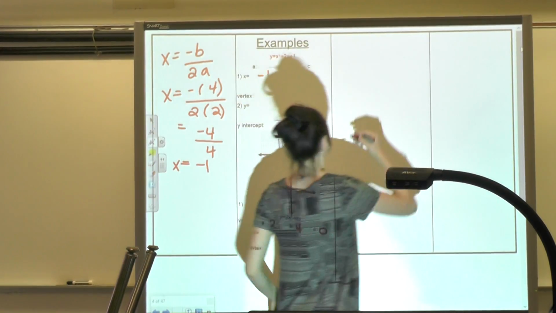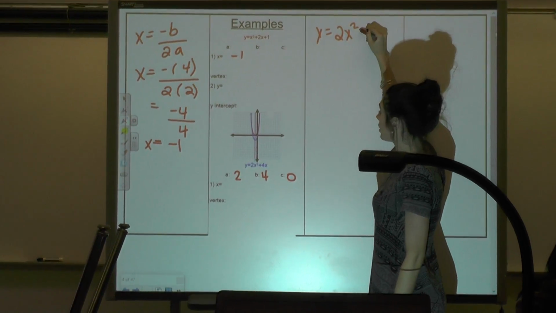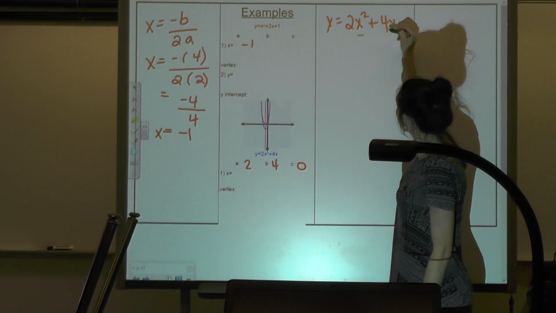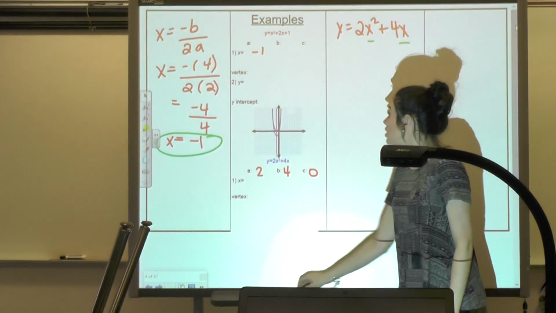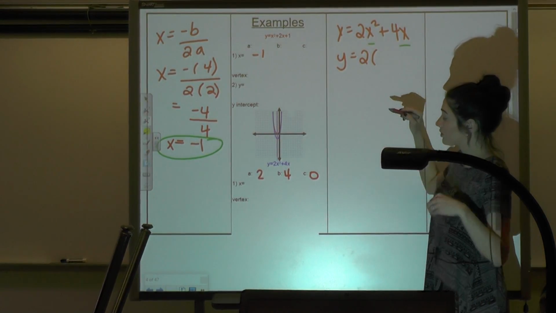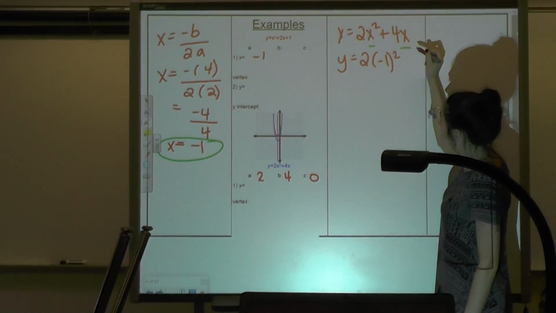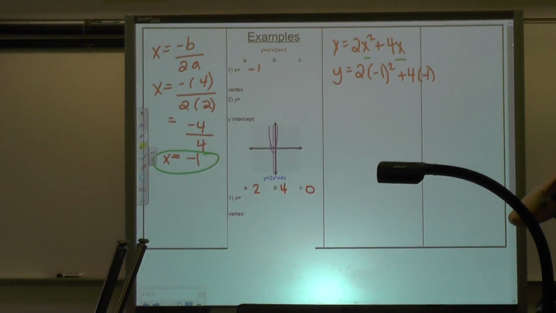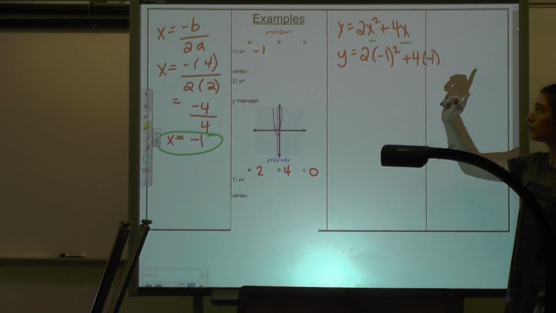So I'm going to do that over here. So your original equation is y equals 2x squared plus 4x. Everywhere I see an x value, I'm going to plug in x equals negative 1. So I have y equals 2 parentheses. The parentheses are very important. Negative 1, close the parentheses, squared, plus 4 times negative 1. And then you simplify. Use order of operations. So we're going to do exponents first.